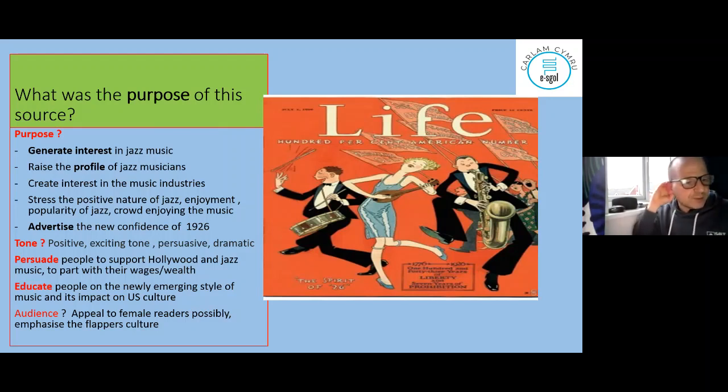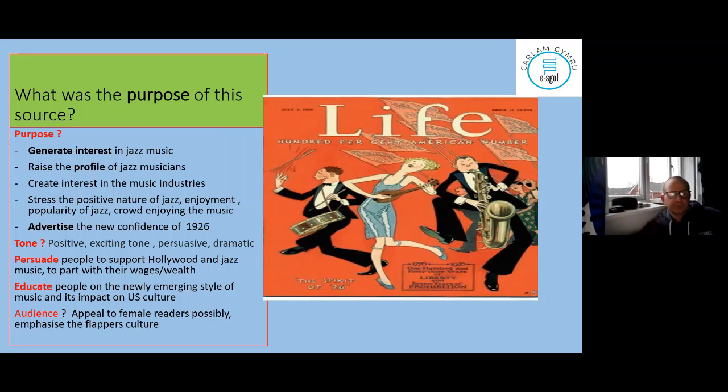Perhaps it's to educate the people about the new style of music and its impact on culture. Let's think of the audience. Maybe it's trying to influence possible female readers in particular. Maybe it's showing the flapper culture. Maybe it's directed at males because the musicians are males in here. Maybe it's trying to influence future supporters of jazz, but also the flapper culture.